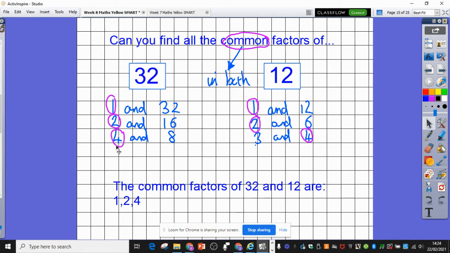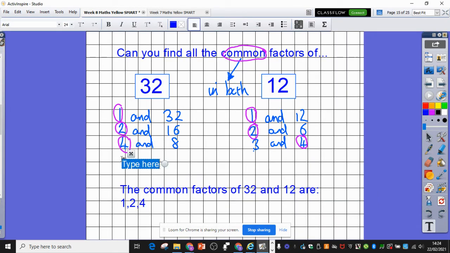I then would have gone on down. I would have done 5. 5 doesn't work. 6, 32 doesn't appear in the 6 times table. 7, no, but 8 and 4 do. However, I've already got 4 and 8, so I don't need to include any of those. So I can just get rid of all those there.